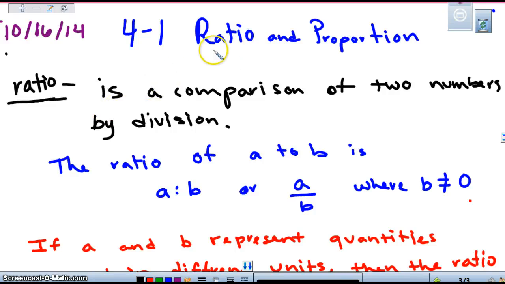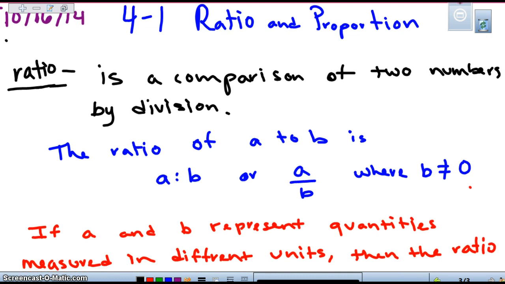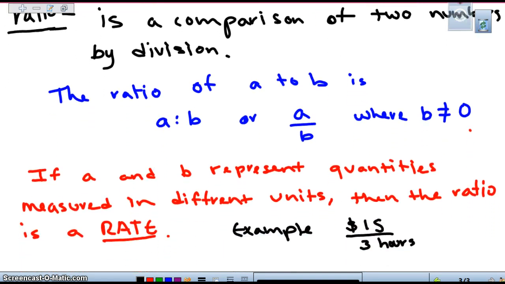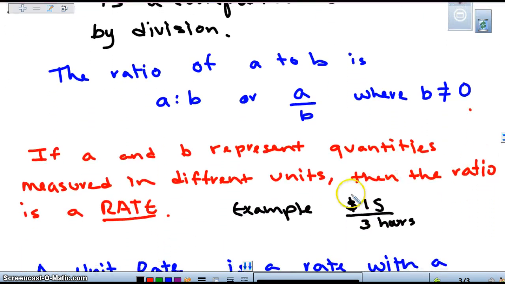So today we're talking about ratio and proportion. A ratio is a comparison of two numbers by division. So the ratio of A to B would be A to B with a colon, or A to B with the fraction bar, or A to B with the word "to" in between, where B is not equal to 0. If A and B represent quantities measured in different units, then the ratio would be a rate. For example, the rate of $15 in 3 hours.